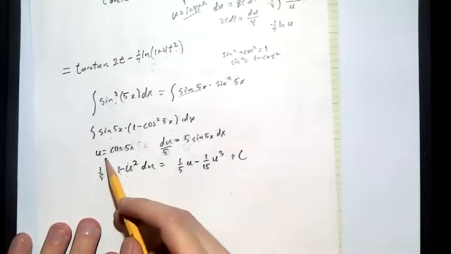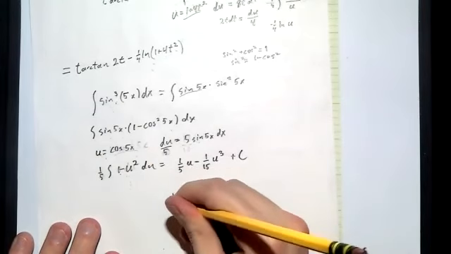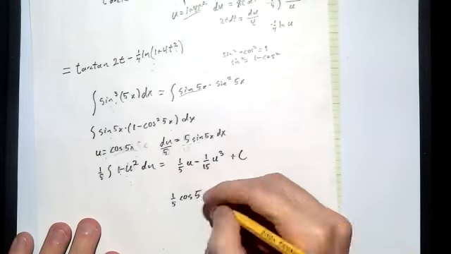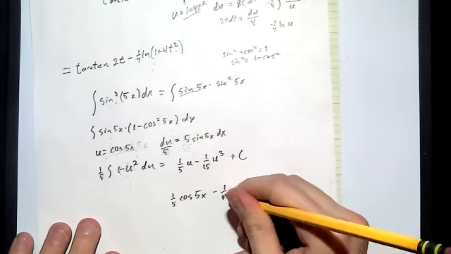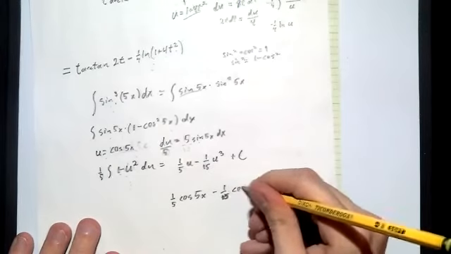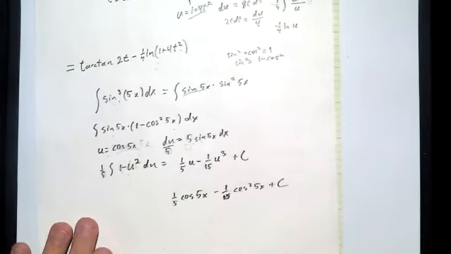And then of course we have to substitute our u back in. And we get 1/5 cosine 5x minus 1/15 cosine cubed of 5x plus c.